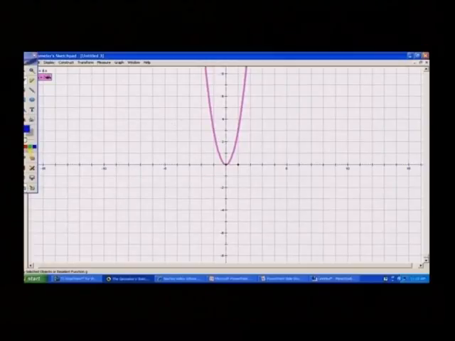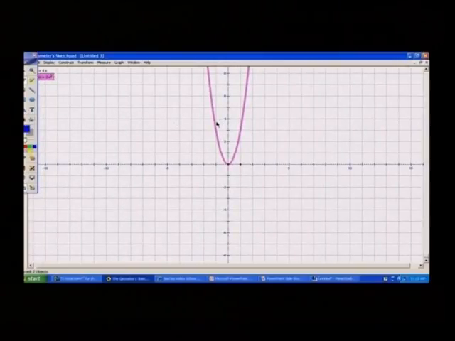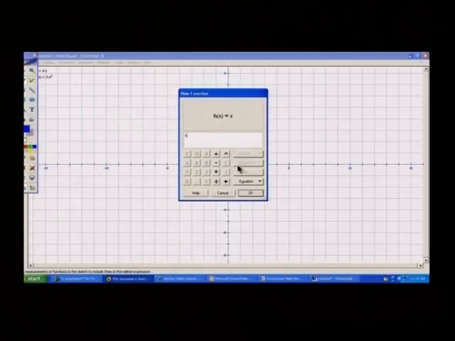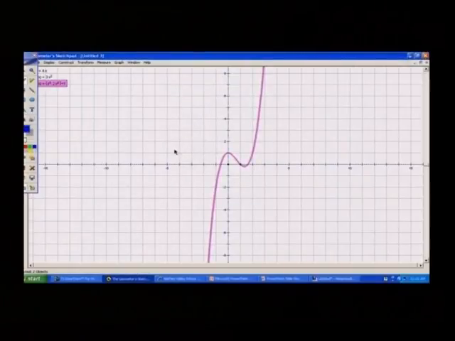x cubed minus 2x squared plus 1. Either on your graphing calculator or here. Let's take a look. There's our function. This one has a couple more features to it.